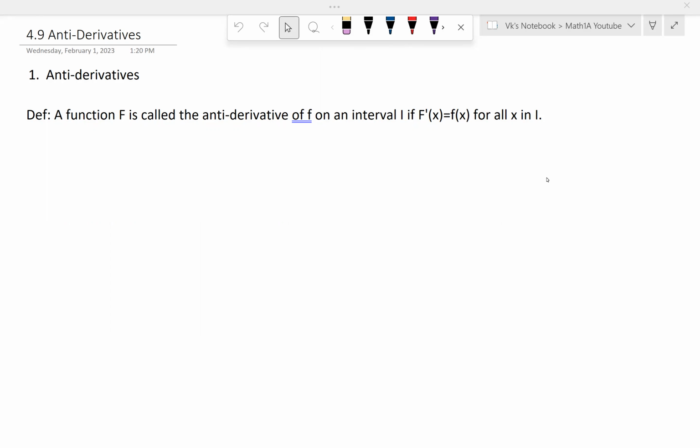A function F is called the antiderivative of f on an interval I if F prime x equals f of x for all x in I.